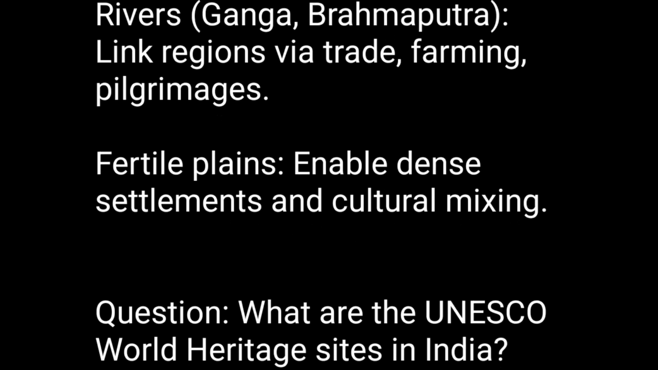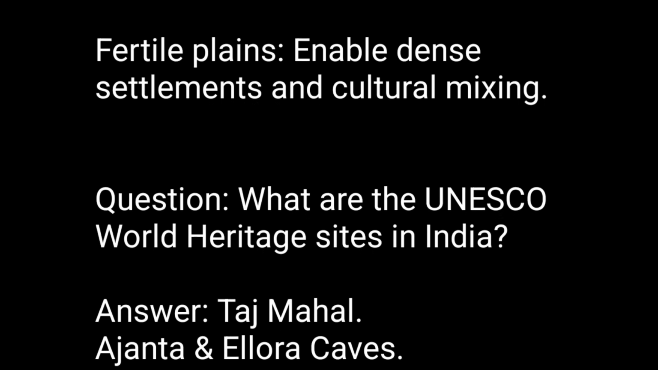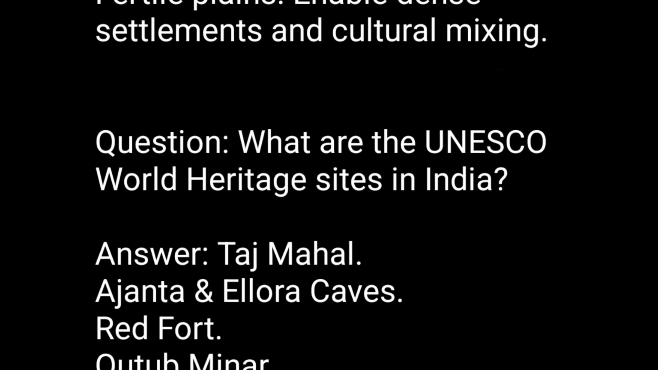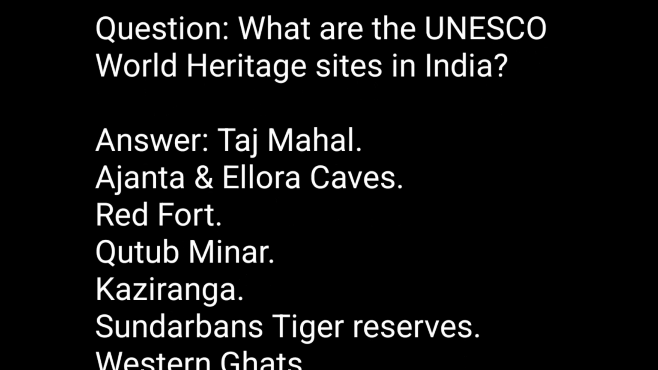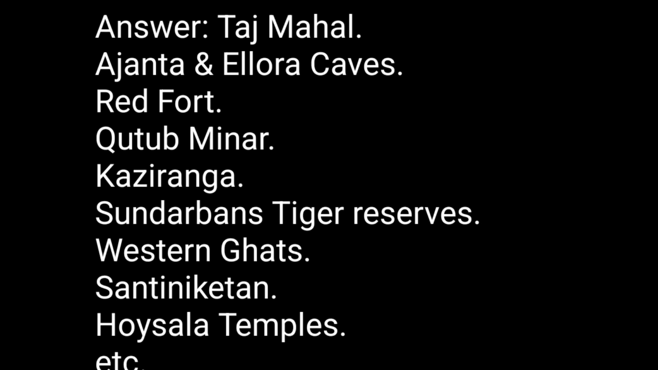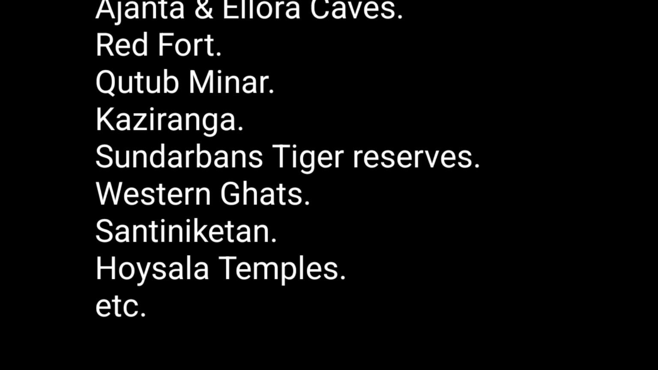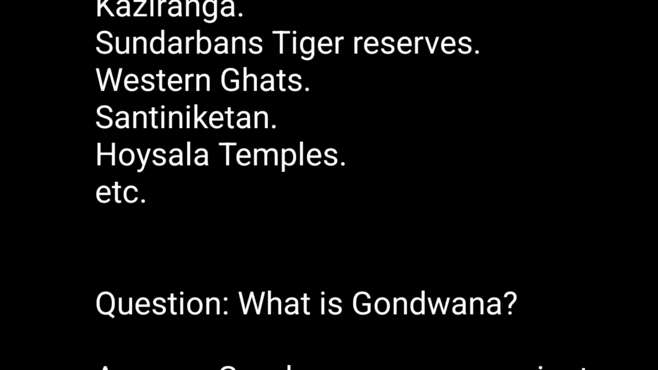Question. What are the UNESCO World Heritage Sites in India? Answer. Taj Mahal. Ajanta and Ellora Caves. Red Fort. Qutub Minar. Kaziranga. Sundarbans Tiger Reserves. Western Ghats. Shantiniketan. Hoysala Temples. etc.